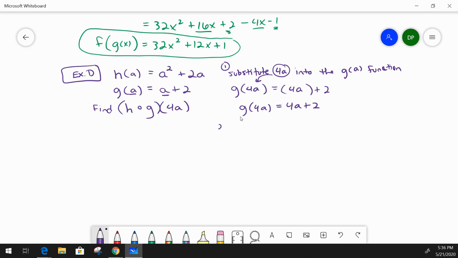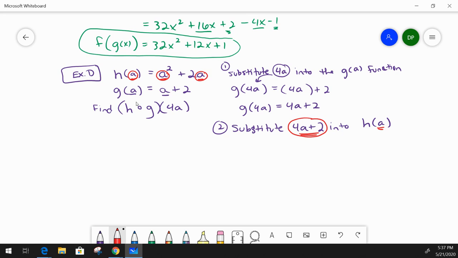Well, now, step 2, we're going to substitute the 4a plus 2 into the h of a function. So the h function, again, we have an a squared and a 2a. So a just represents your input. So we're going to take that input and square it, and then we're going to take that input and multiply it by 2. But again, what are we putting into this function? You are putting 4a plus 2 into that function.